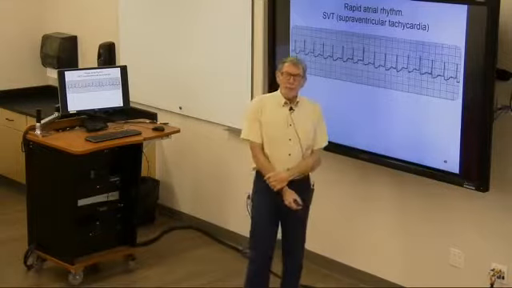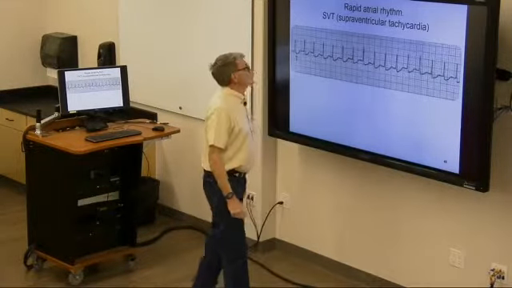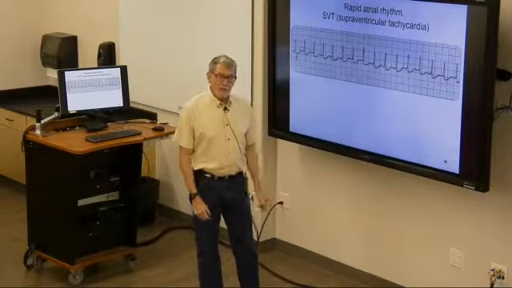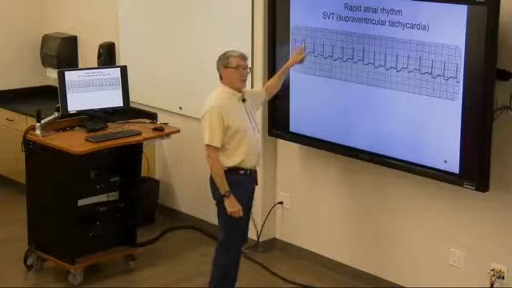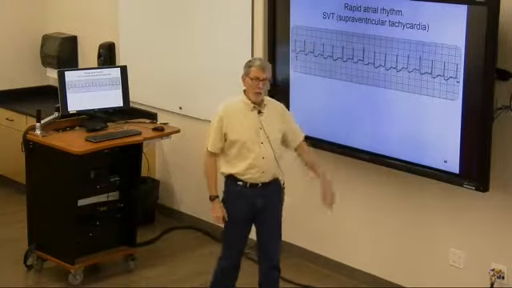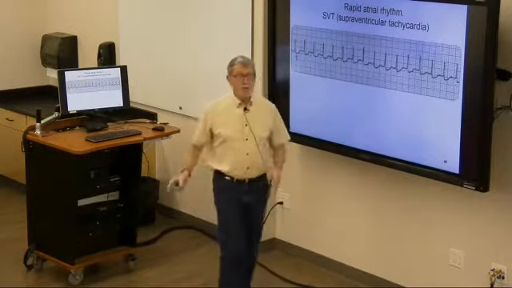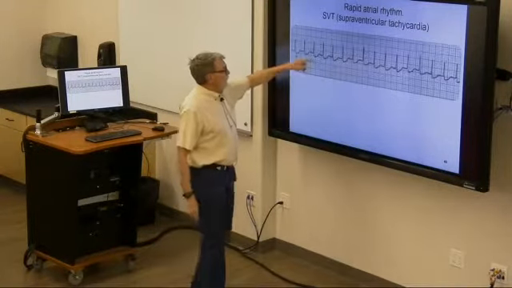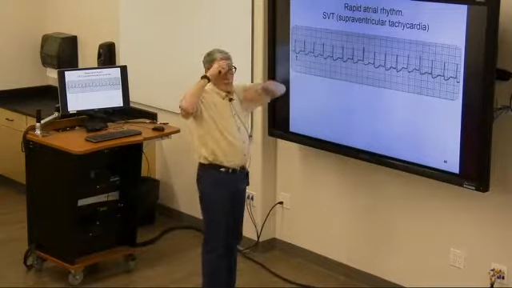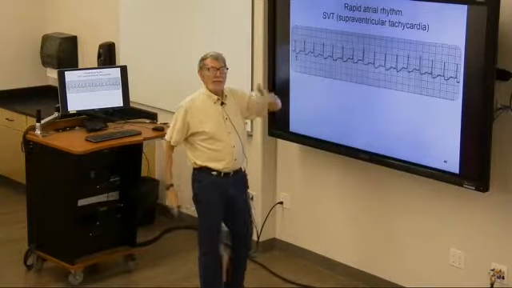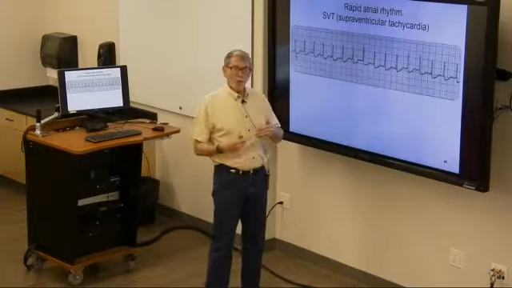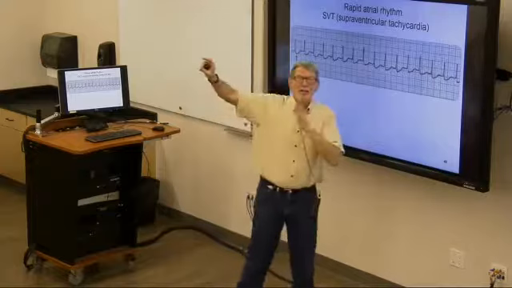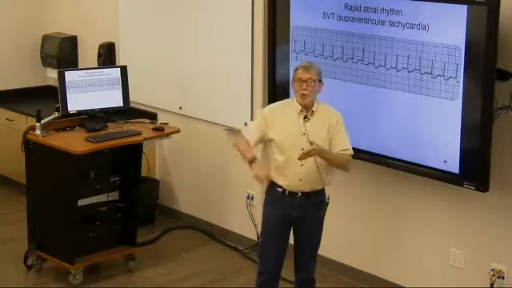Unusually rapid rhythms are tachycardias. You will hear supraventricular tachycardia, SVT, or paroxysmal supraventricular tachycardia, PSVT. That just means it comes and goes, comes and goes. And what's happening is the atria are going kind of crazy, or at least some part of the upper heart has forgotten about the SA node that's trying to control the heart rate.